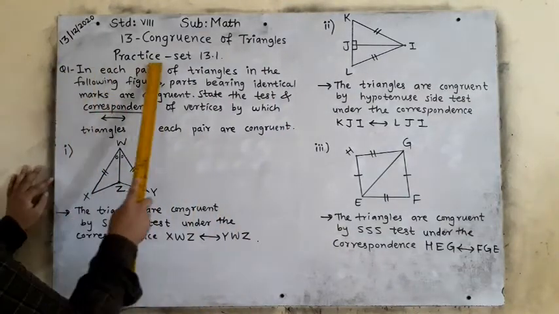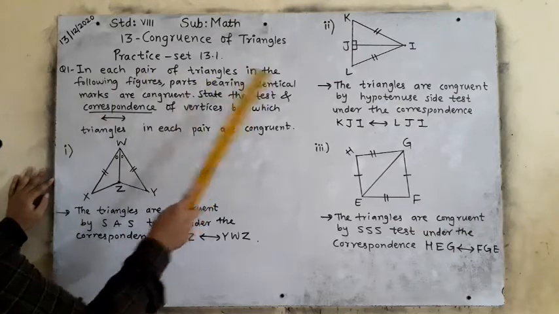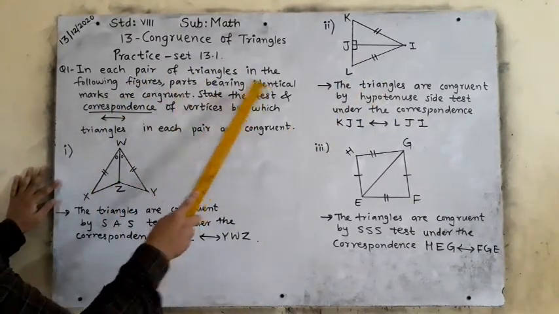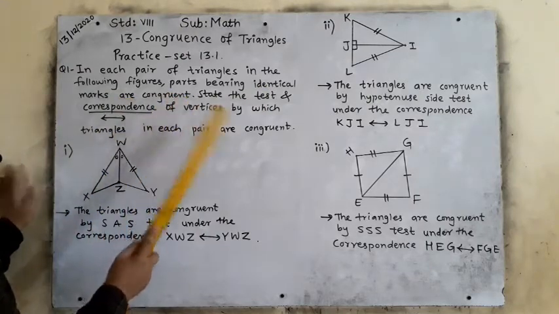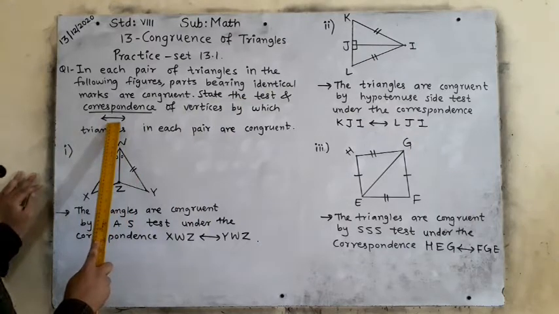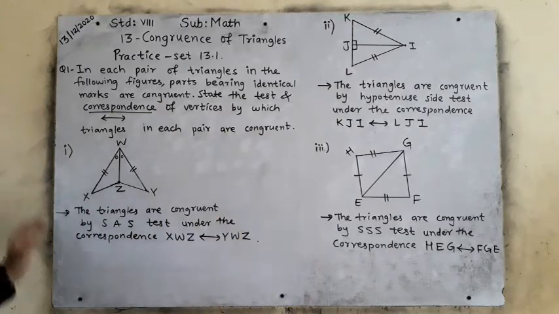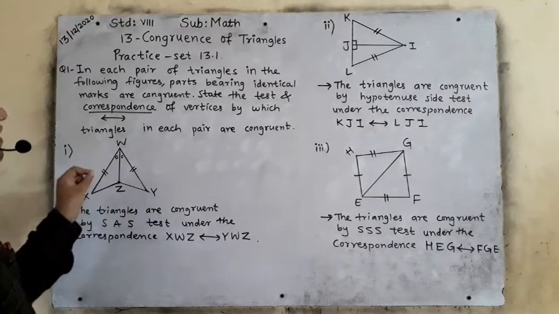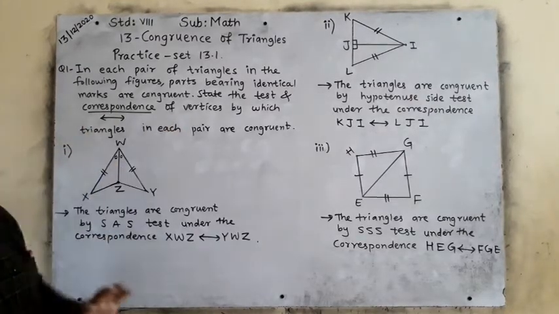See, question number 1 of practice set 13.1 is, in each pair of triangles in the following figures, parts bearing identical marks are congruent. State the test and correspondence. This is the symbol of correspondence of vertices by which triangles in each pair are congruent. Okay, we have to observe the identical marks and then we have to write by which test these given two triangles are congruent to each other.